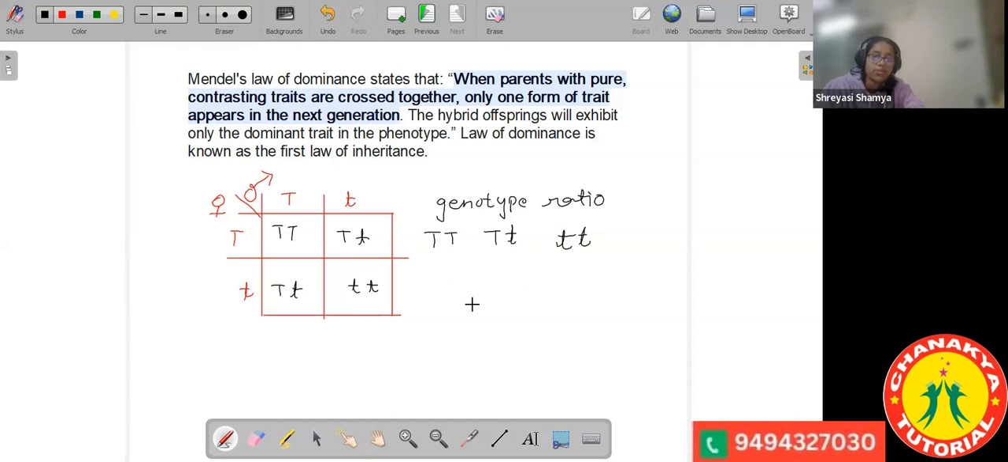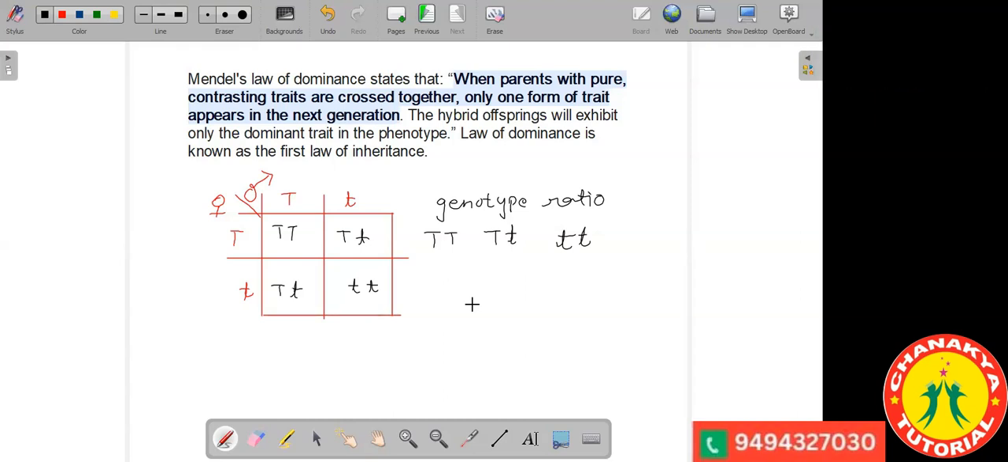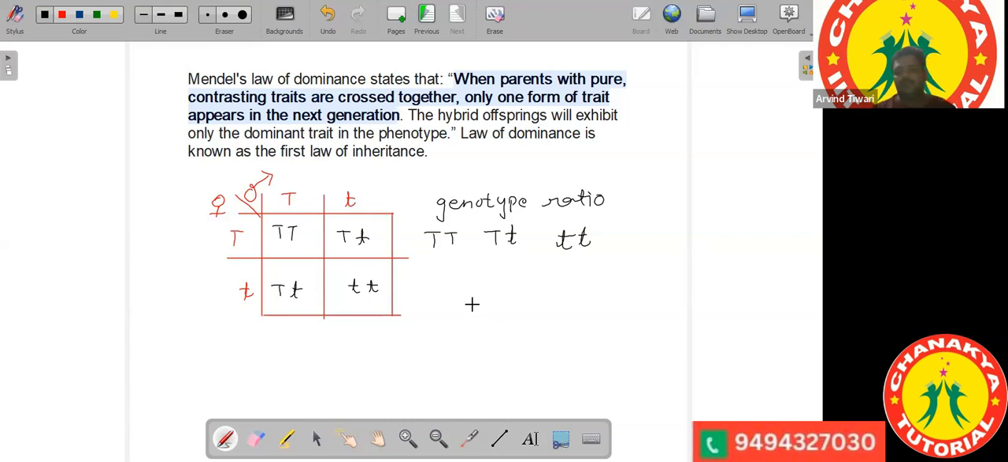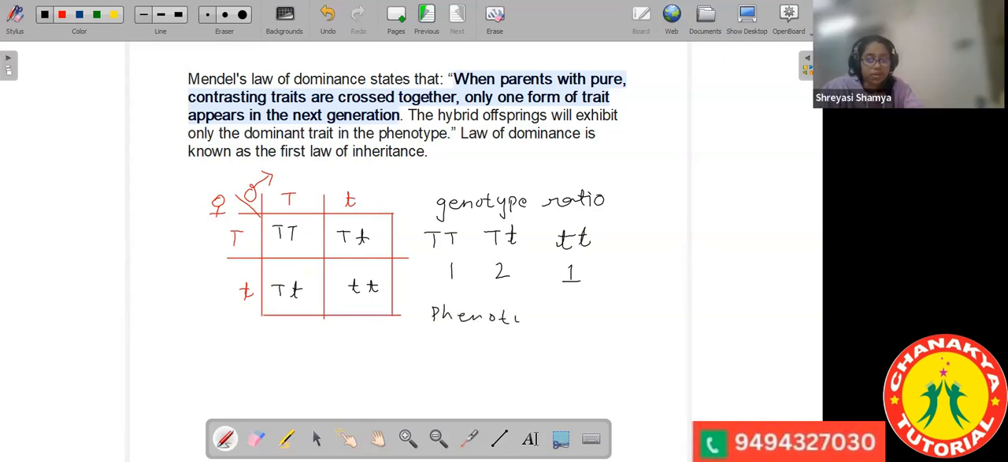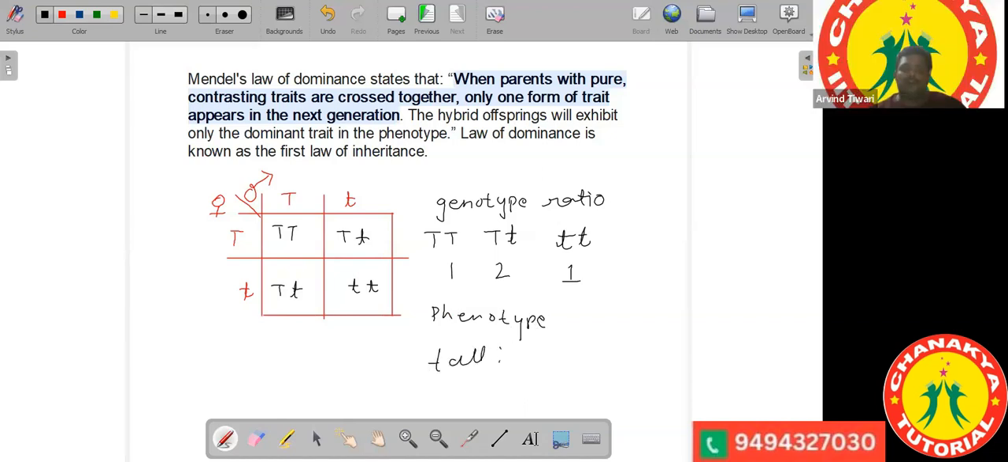1 is to 2 is to 1. Yeah, the genotypic ratio is 1 is to 2 is to 1. You have 1, 2, and 1. This is the genotypic ratio. And phenotype ratio? 3 is to 1. Okay. Phenotype ratio was tall to dwarf, and it was 3 to 1.